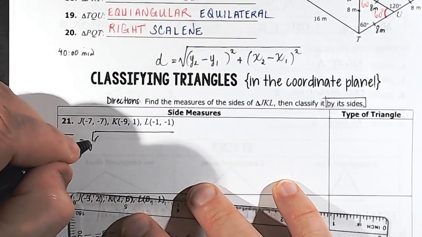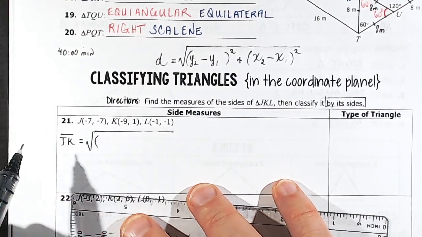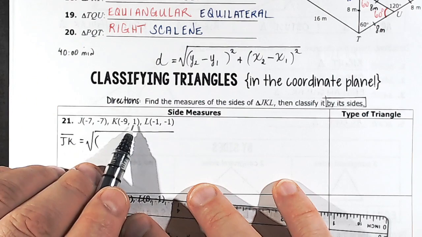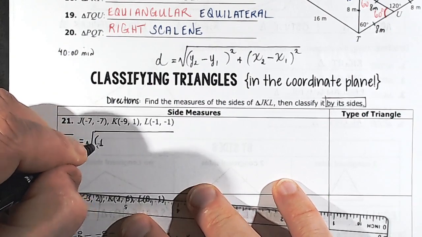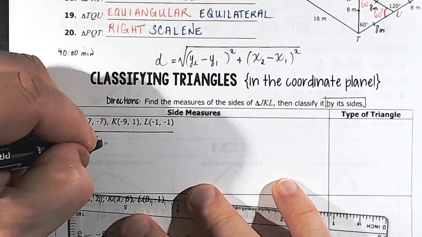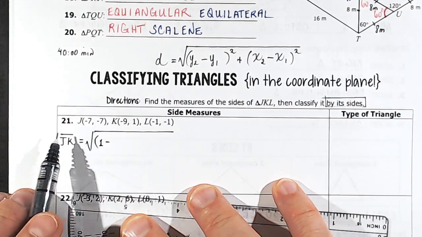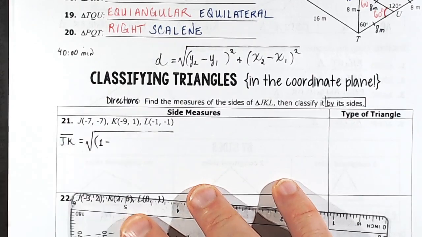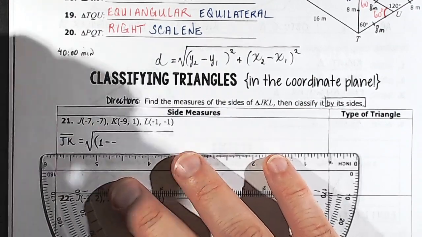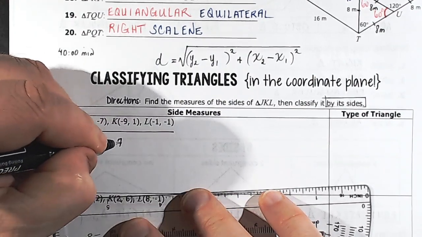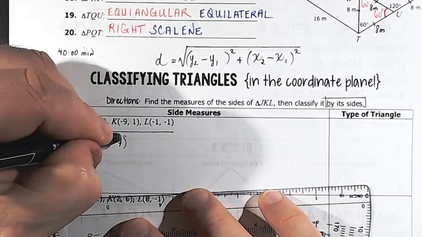So I'm going to do an open parentheses, and here I'm going to be looking for the y2 value. So I'm looking for the y value of point K. So that y2 value would be 1. Okay, 1 minus. And now I'm looking for the y value of J, because this would be the y1 value. So it's 1 minus negative 7. y2 minus y1. Close parentheses, squared.